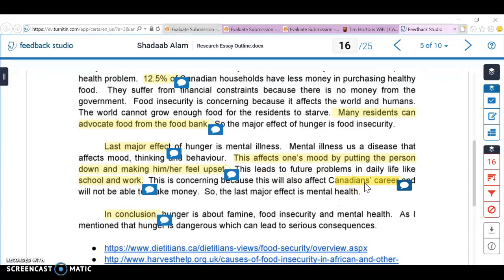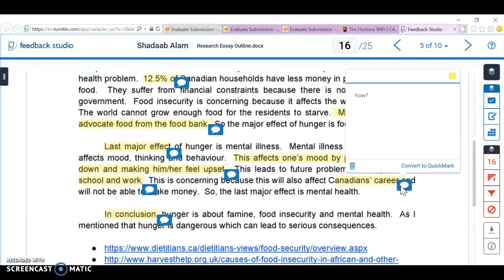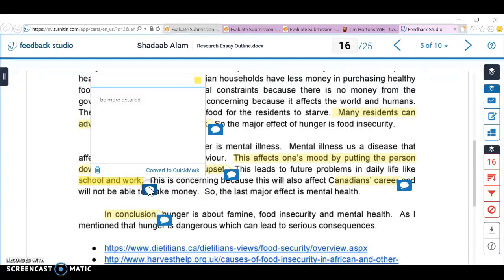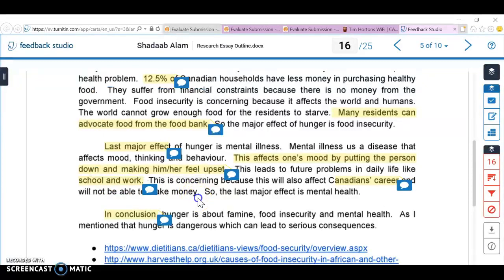You talk about here that it's concerning because it will affect Canadians' careers. Explain what you mean. Tell me how. And then you say here it'll affect them in their daily life, like school and work. Be specific, again, with your examples.